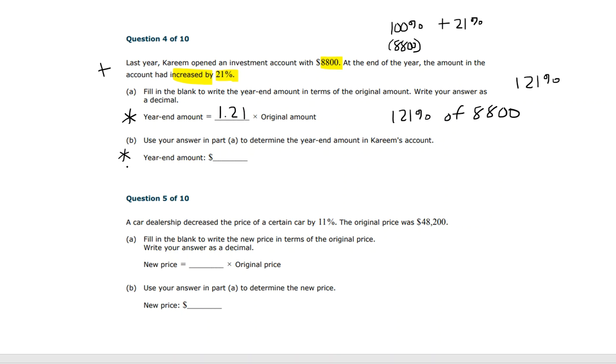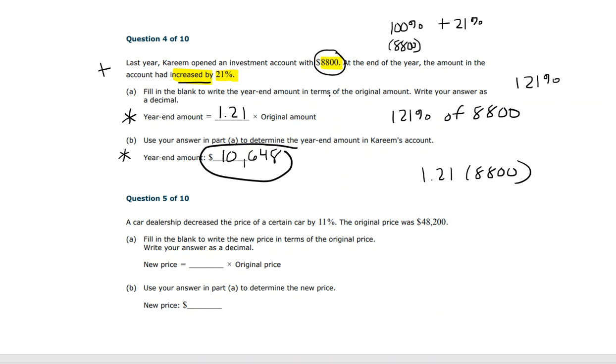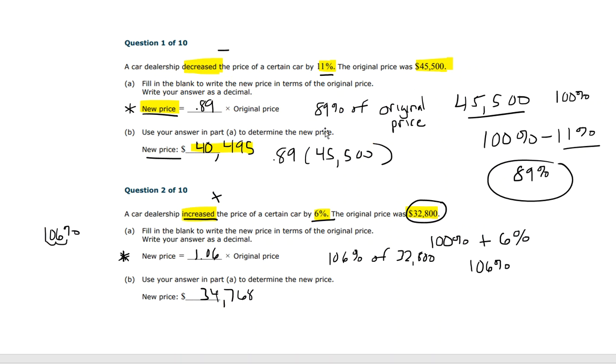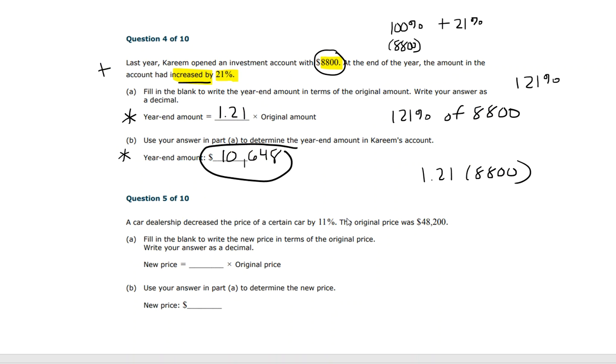So to find our answer for the year-end amount, we take the 1.21 and we multiply by 8,800. And that gives us $10,648. One thing I want you to pay attention to is if in your problem it's an increase, this number right here will always be bigger than your starting amount. If it's a decrease, like on question number 1, this amount right here will always be less than your starting amount. Let's go ahead and do one more.